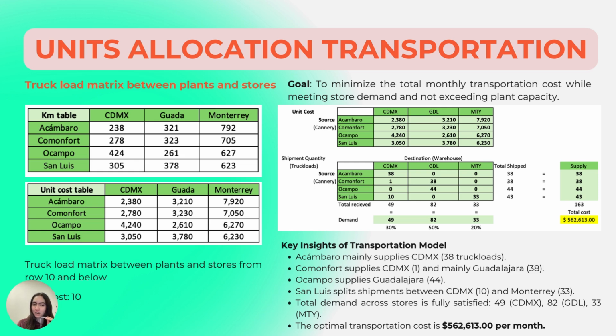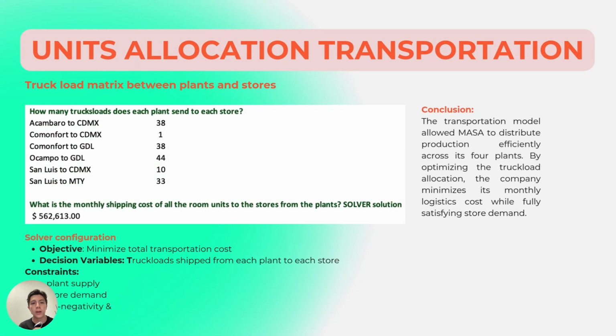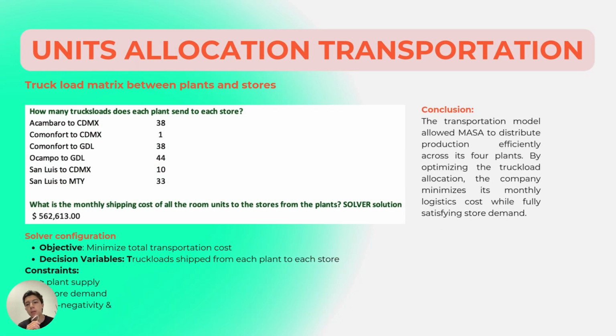The constraints are: ship exactly the planned supply, meet each city's demand, no negative values, and integer shipments where needed. Solver found the optimal shipping plan. The optimal shipping plan produced the following results.